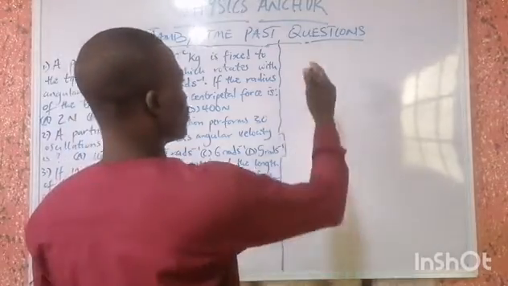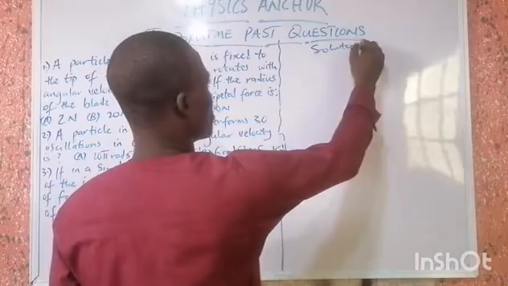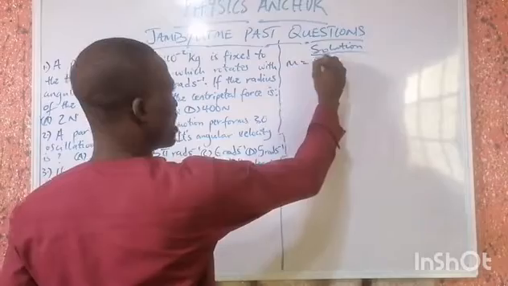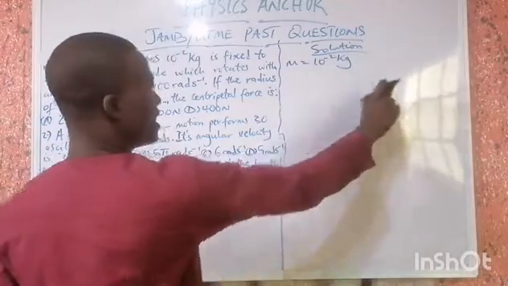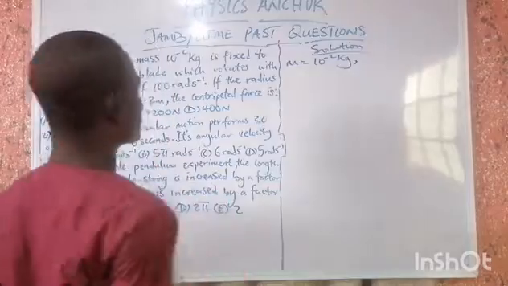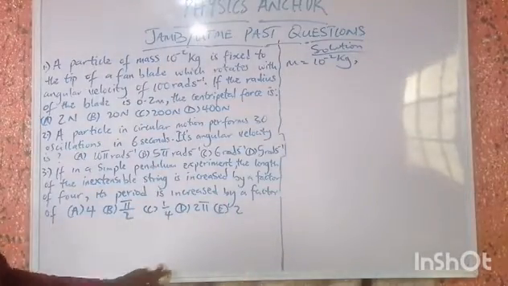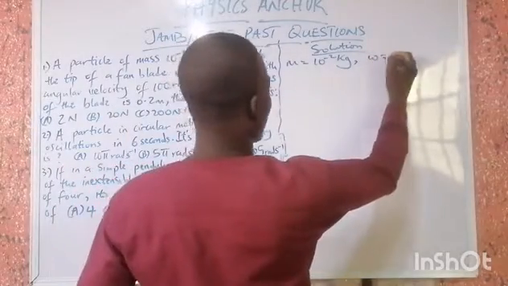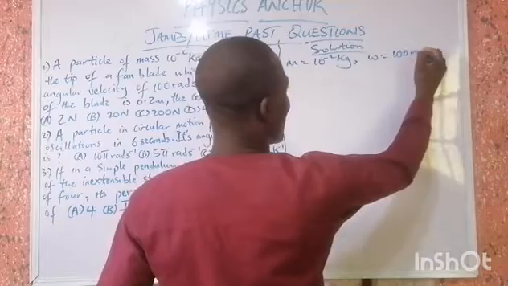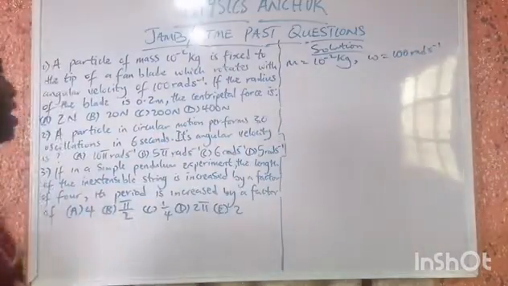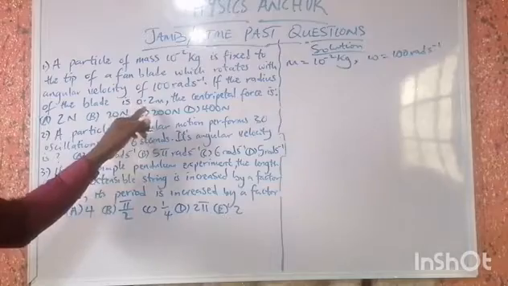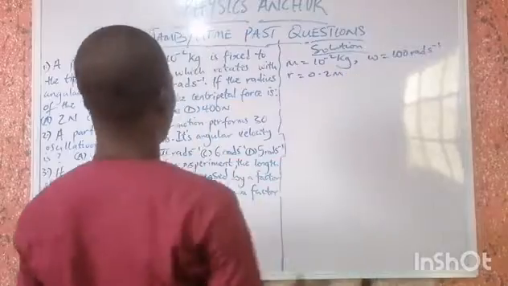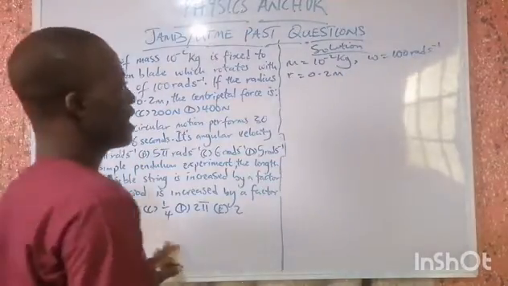So let's look at what we have been given to work with. We have been given the mass, which is 10 raised to power minus 2 kilogram in SI units, so we don't have to convert that. We have been given the angular velocity as 100 rad per second, and the radius, which is 0.2 meter. Then they want us to calculate the centripetal force.